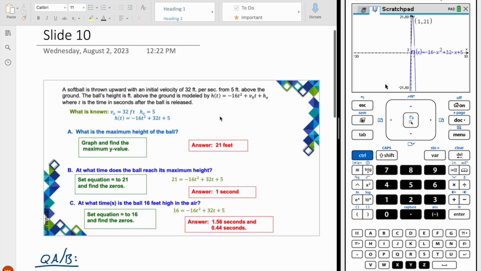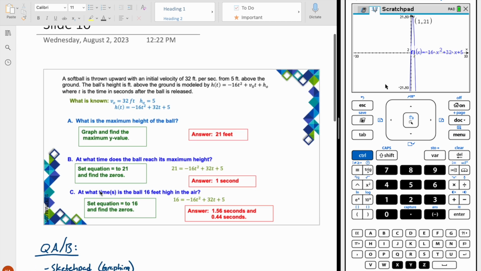Let's take a look at question C. At what time is the ball at 16 feet high in the air? Now, using the equation that we have, we know the height that we are looking for, which would be our h of t, which would equal 16. Now, as we start working within this problem, there's a little bit of a change that has to happen. We can't insert this equation the way that it is. We need to make sure that it is set to 0.